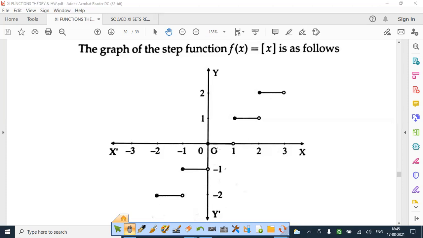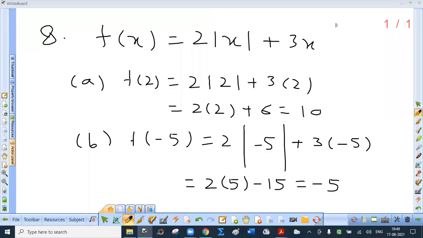Okay. Now before I explain a few more, let us solve sums on these two. Which two? Modulus and step function. Sum number 8. If f of x is 2 mod x plus 3x, find f of 2. It will be 2 into modulus of 2 plus 3 into 2. This is not mod x, this is just x. What is modulus of 2? 2. So 2 into 2, 4, plus 3 into 2, 6. 4 plus 6, that is 10.